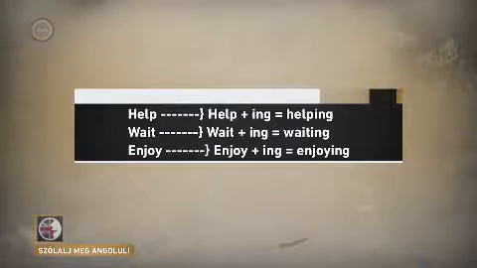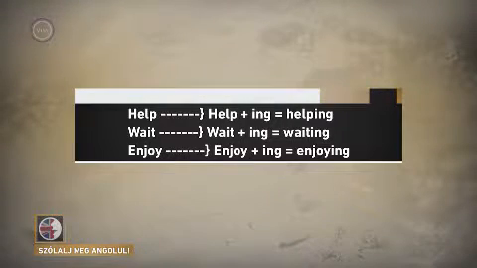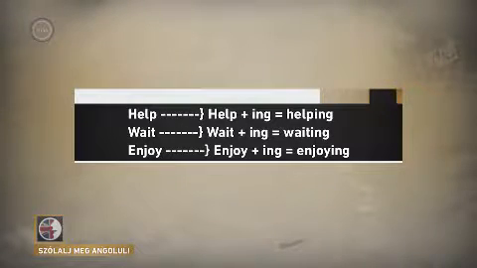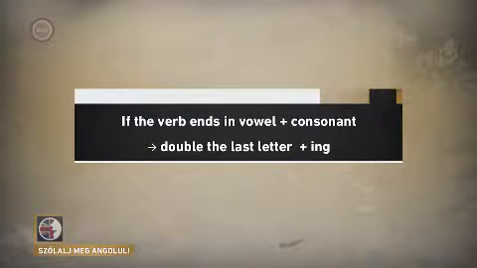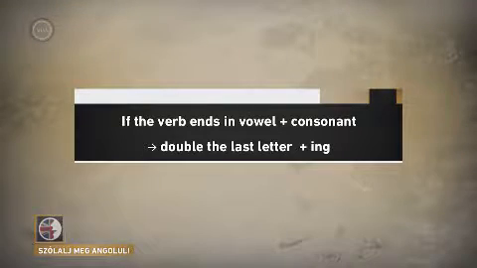Now, what else do we have to be careful about? Yes, we have to be a bit careful with the endings of verbs. If the verb ends in two vowels and a consonant, or two consonants, or if the verb ends in a Y or a W, then we know that it's an easy situation because we don't have to double the last letter before we add ing. If the verb ends in vowel plus consonant, however, we have to remember to double the last letter before we add ing.